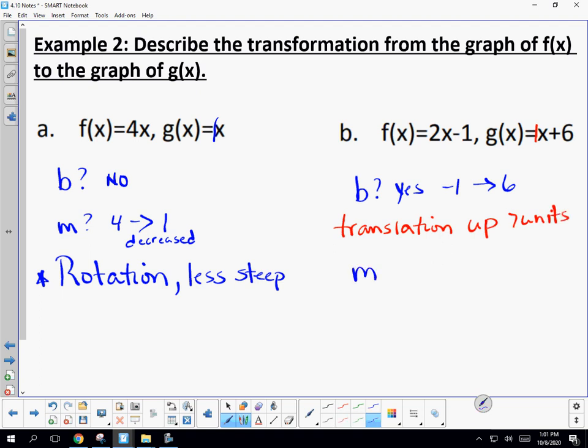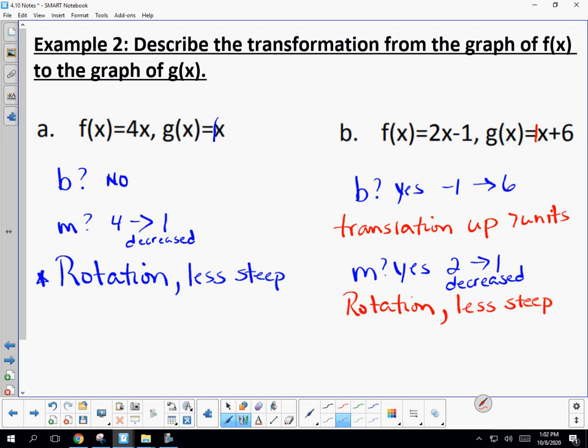Did my slope change? Yes. It went from 2 to 1. So I know I'm going to have a rotation. And from 2 to 1, again, it decreased. So I know that my slope is going to be less steep. Okay? The m sign didn't change, so I know there's no reflection going on.